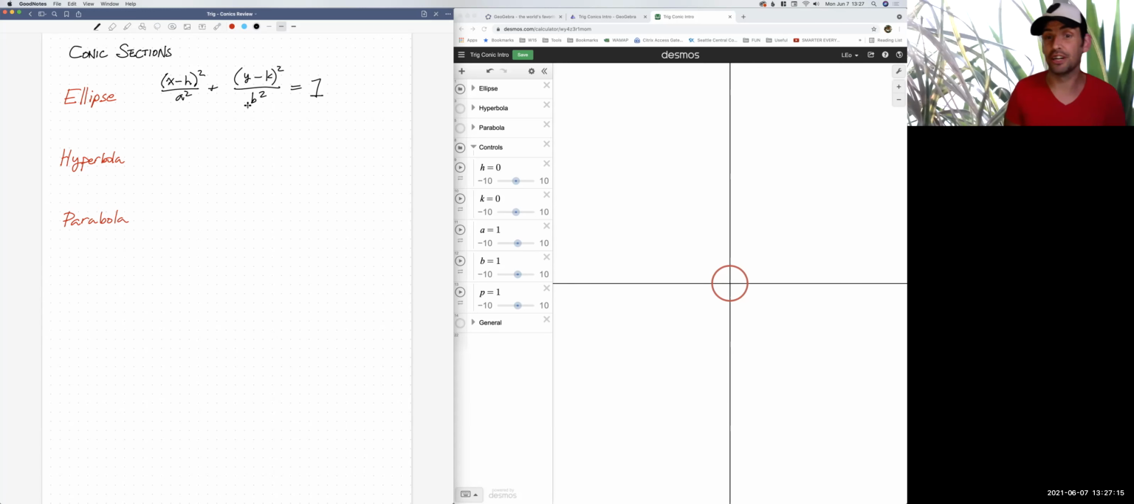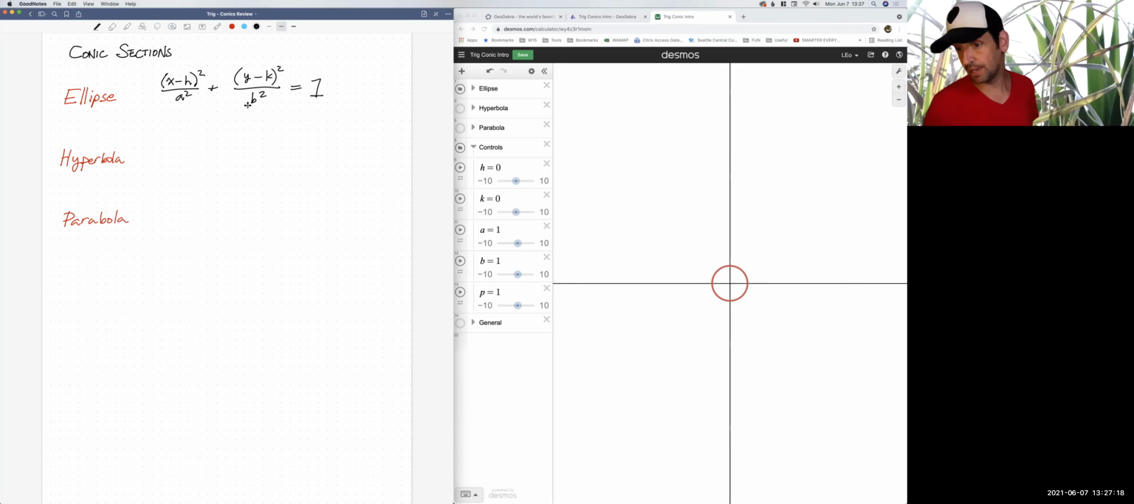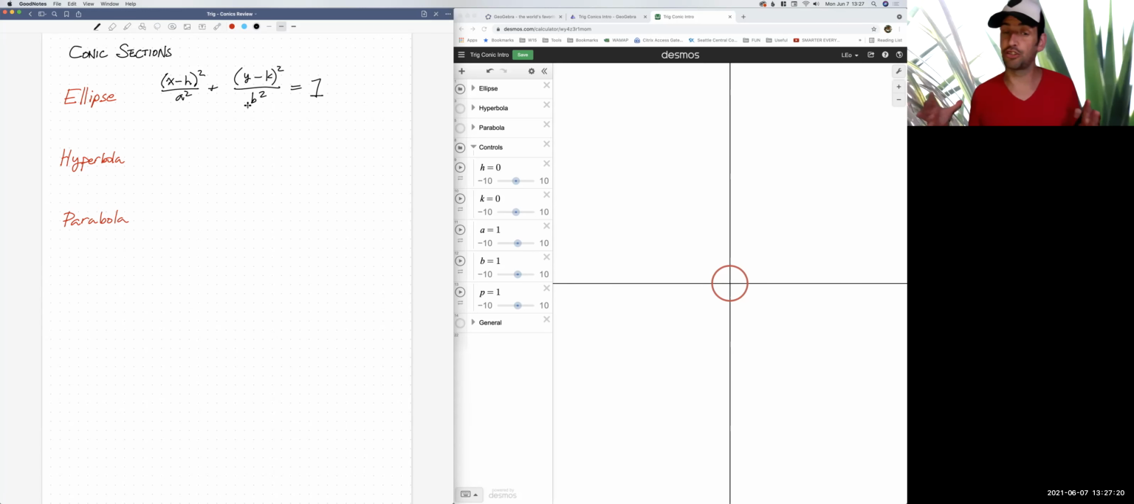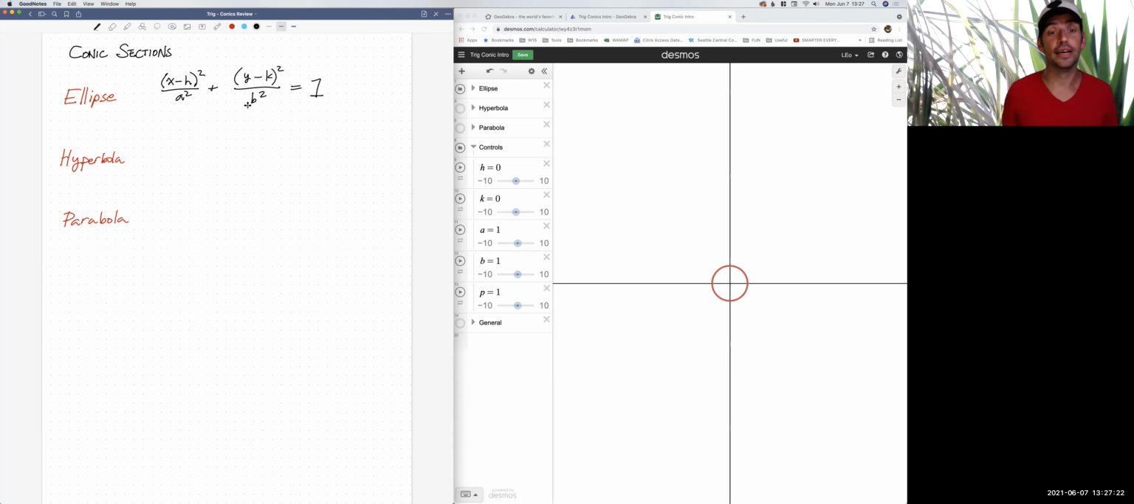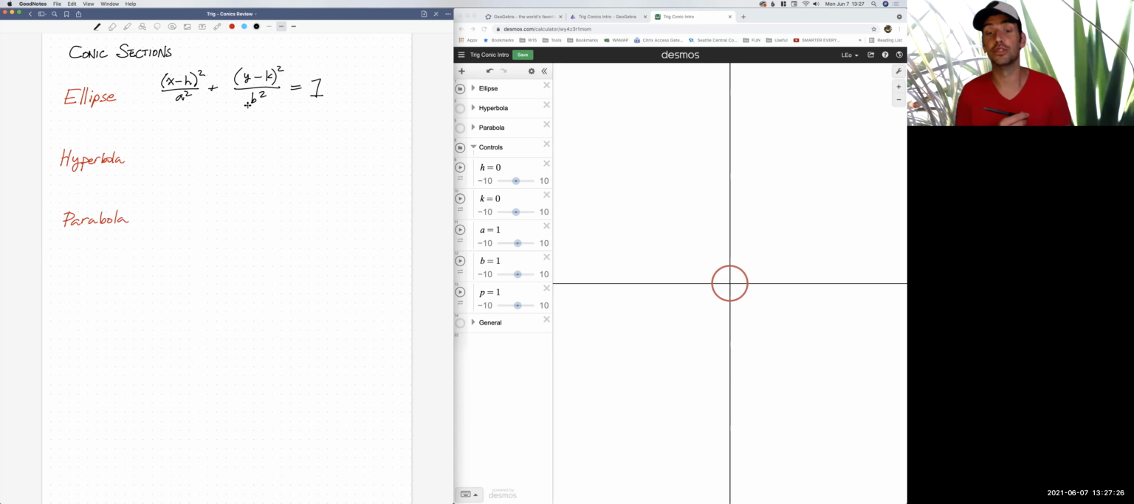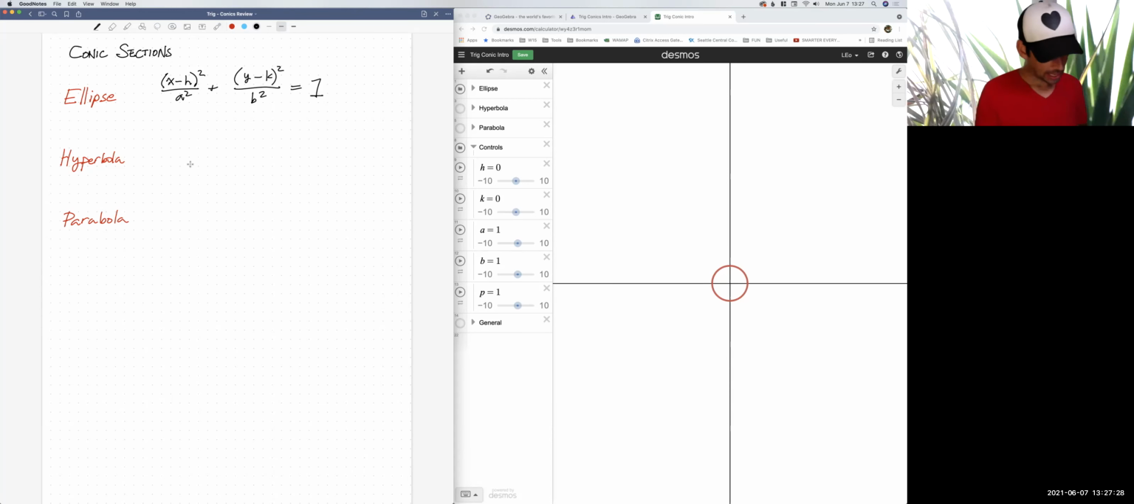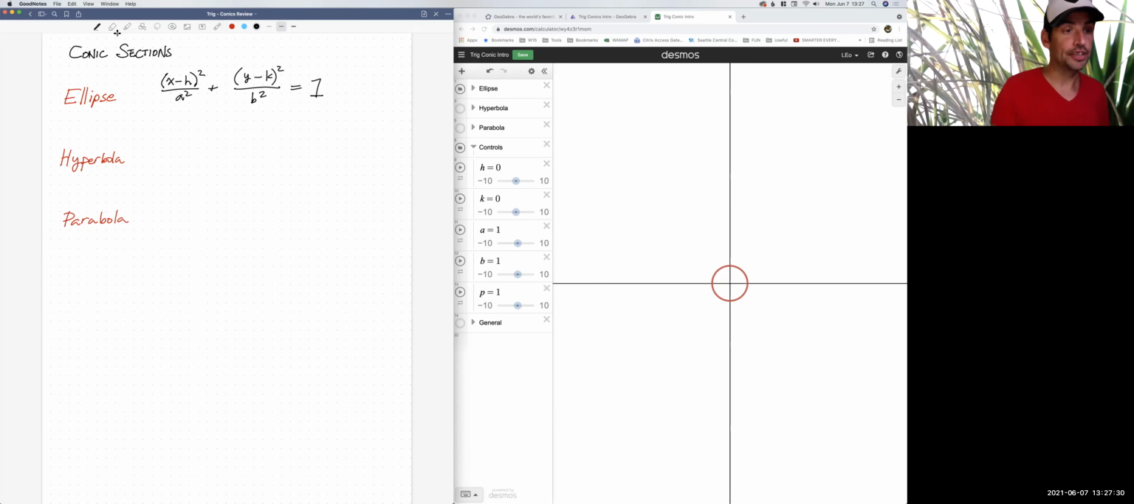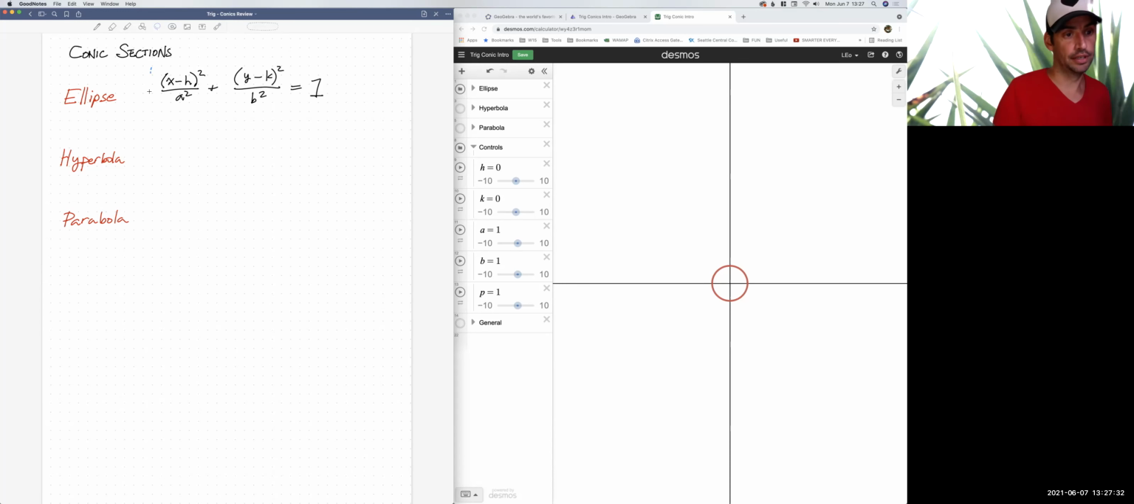So what we're looking at on the graph right now is an ellipse where a and b are the same. That's a circle. They're stretched evenly, let's say. But if we change a and b, which we will in a minute, we can see that that circle will change. A hyperbola has nearly the same equation.